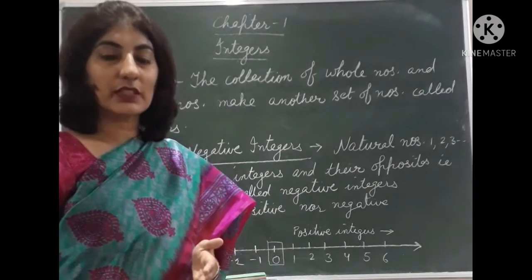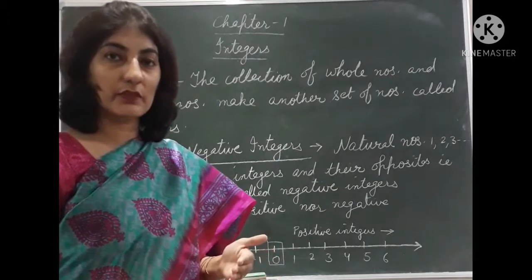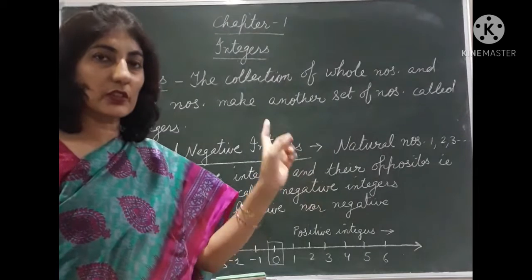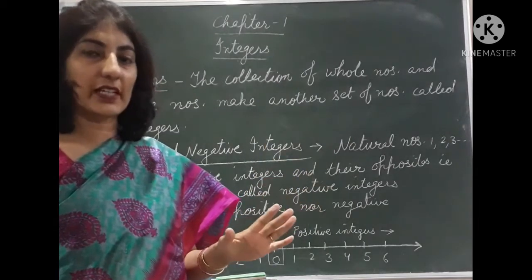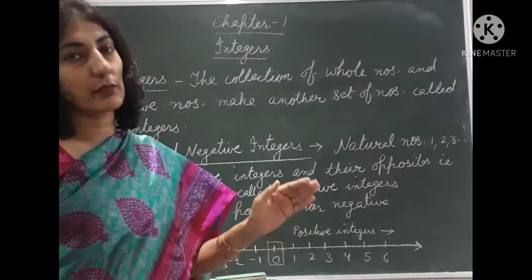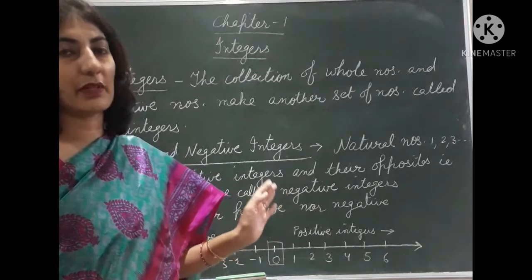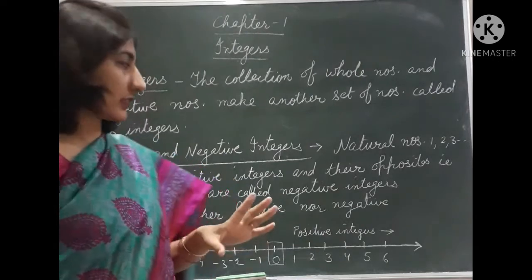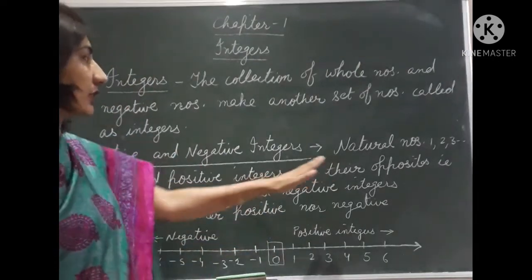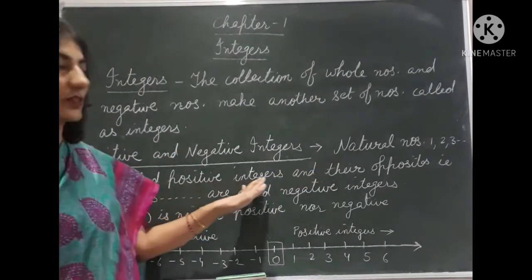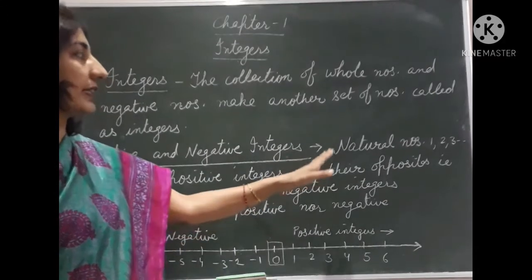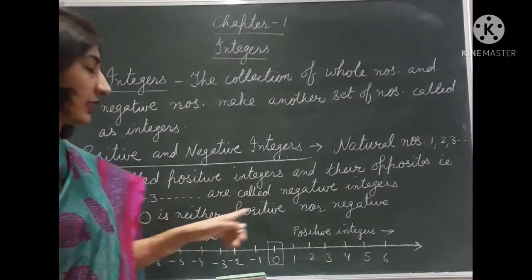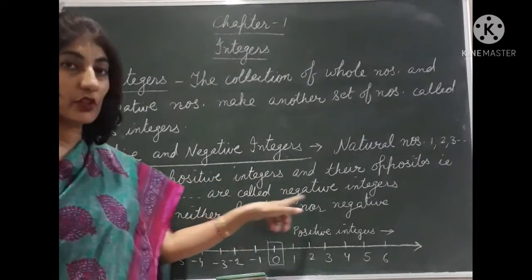Then there are positive integers and negative integers. Positive integers, not 0, positive integers 1, 2, 3, 4, 5 and so on. Negative integers -1, -2, -3, -4 and so on. 0 is neither positive nor negative. So that only I have written here. Natural numbers 1, 2, 3 are called positive integers, and their opposites, that is the negative numbers, are known as negative integers. 0 is neither positive nor negative.